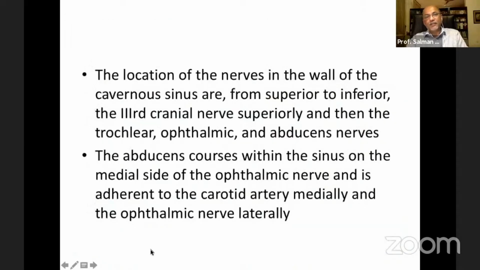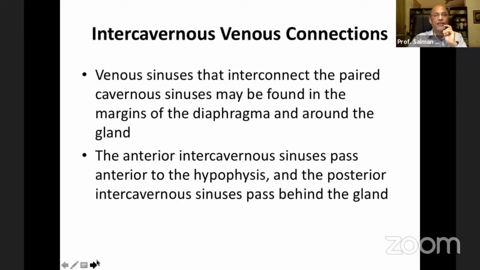The location of the nerves in the wall of the cavernous sinus we have shown in a schematic diagram here as well, from superior to inferior: third cranial nerve superiorly, then trochlear, ophthalmic, and abducent nerves. The abducent nerve, of course, is within the sinus, on the medial side of the ophthalmic nerve, and is adherent to the carotid artery medially and the ophthalmic nerve laterally.